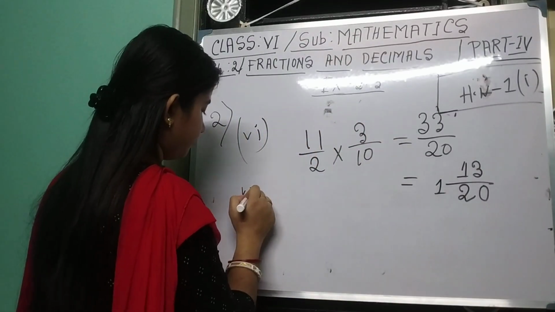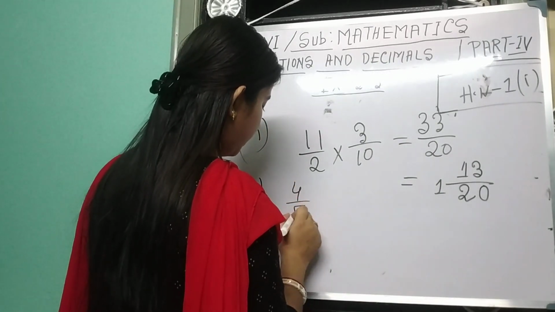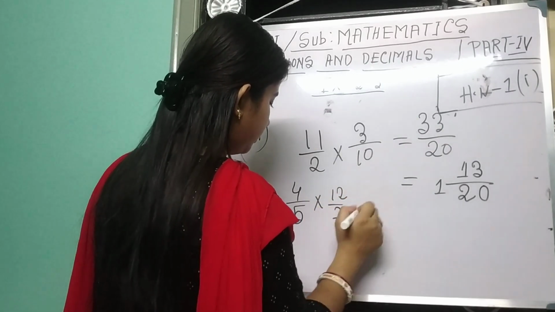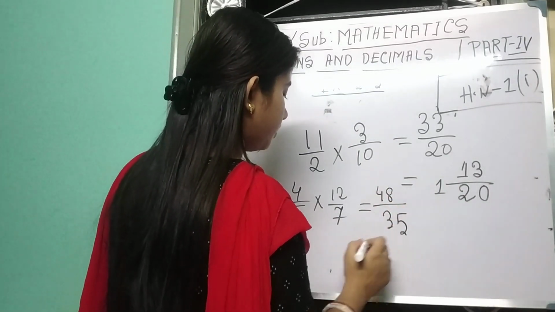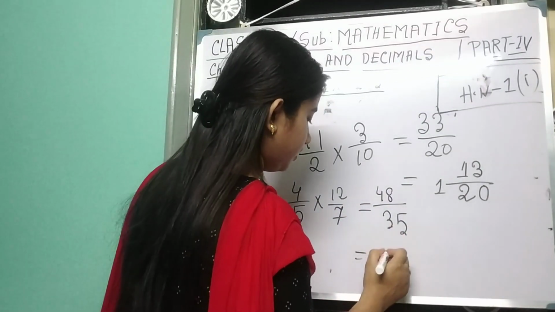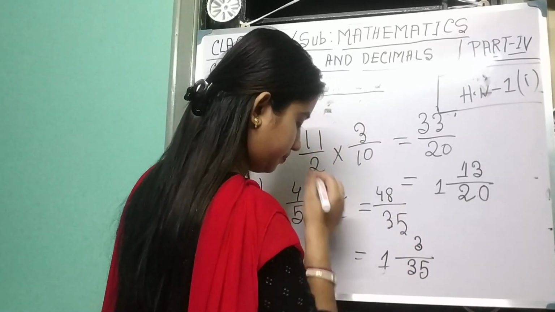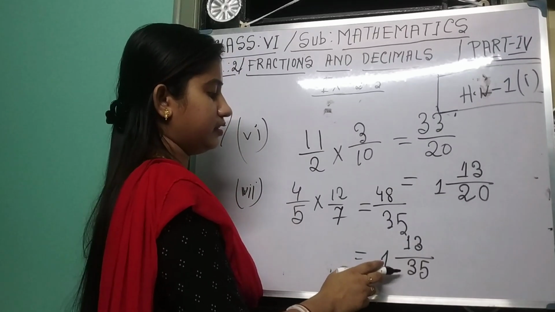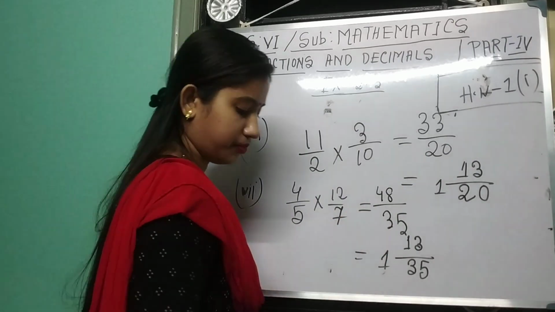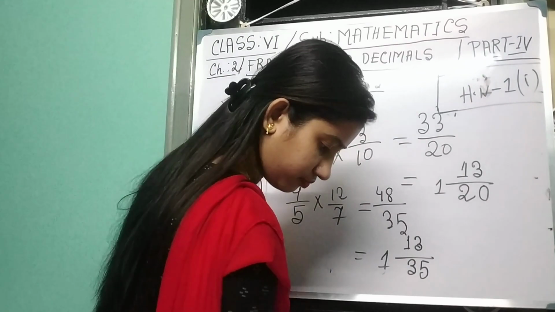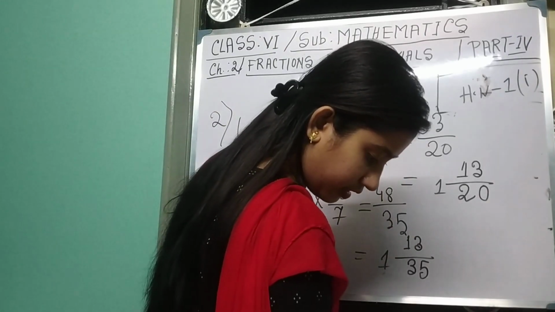Next, number 7: 4/5 times 12/7. That means 4 times 12 is 48, over 35. Now we divide 48 by 35, quotient 1. This is in mixed fraction form. So this and this are the simplest form, the lowest form of this.